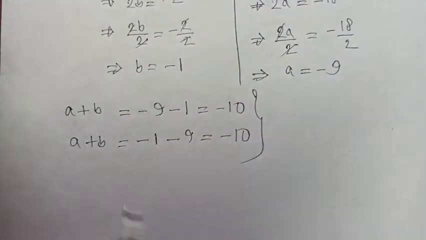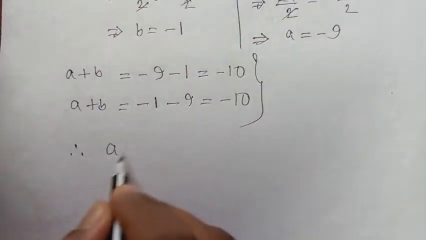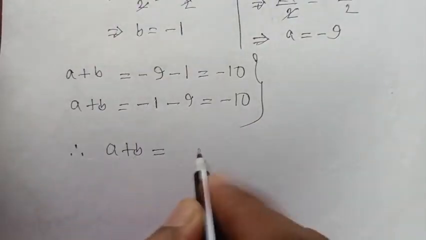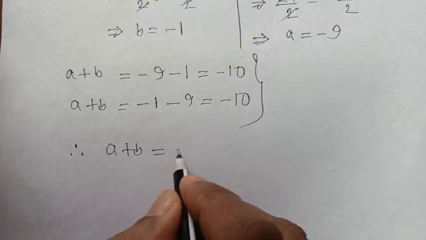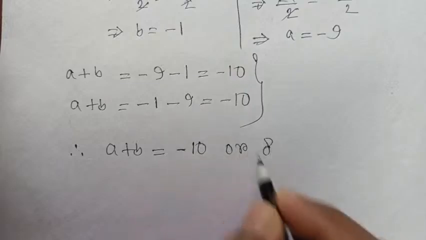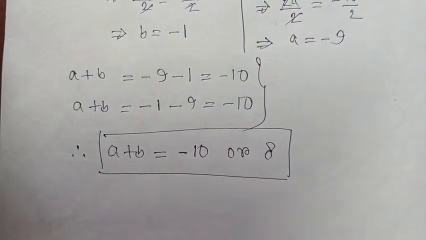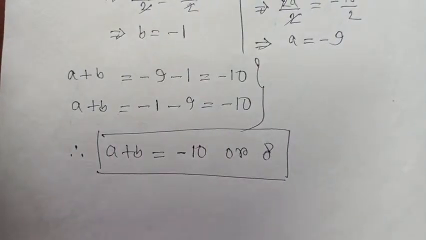So generally we can say that the value of a plus b should be either minus 10 or 8. That's it. So we have the values of a plus b equal to positive integer 8 or minus 10.